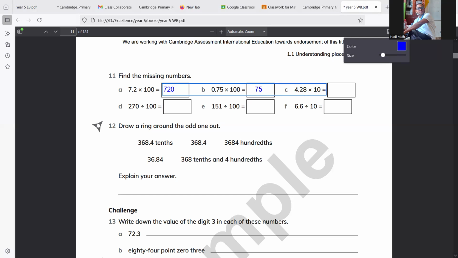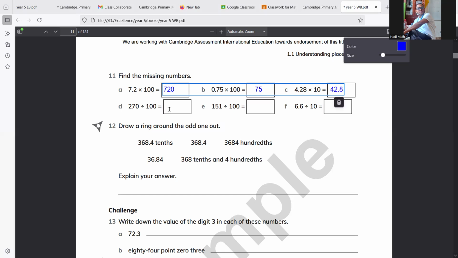Look at the question after. Now you're multiplying by 10. Decimal point jumps 1 place to the right. So it's going to be 42.8. Remember, it was like 4.28. This decimal point you move it from here, it jumps 1 place. It's going to be 42.8.